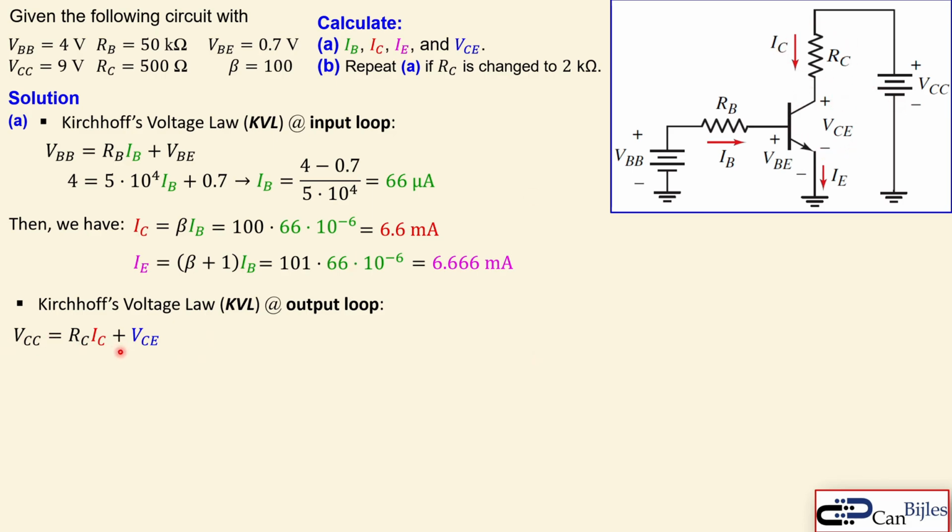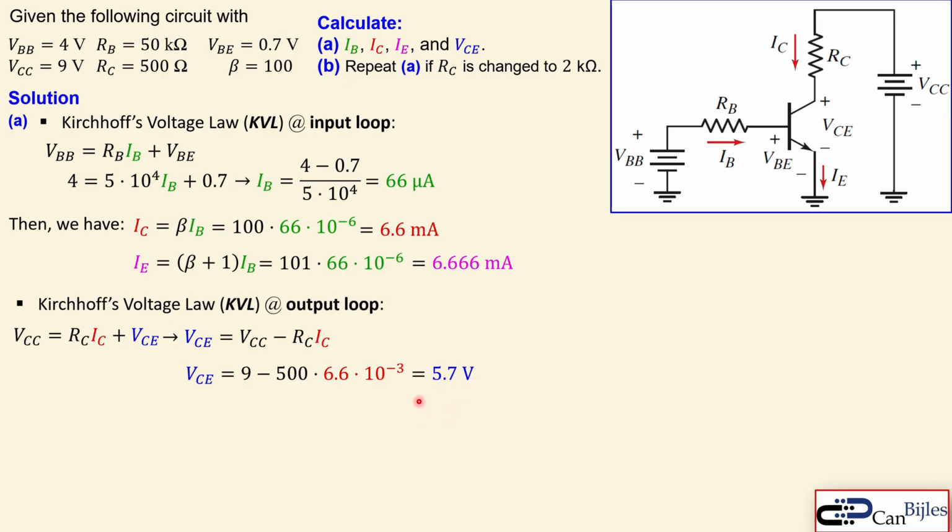So this is actually shown here. And the voltage across the RC is, again, using Ohm's law, the resistor value times the current flowing through it. Now we can set up the equations so that we can isolate the VCE. That's shown here. And if I now substitute the given values, 9 volts for my VCC, RC is 500, and we already know the IC, which is 6.6 milliamps. Now we have the following: 5.7 volts.